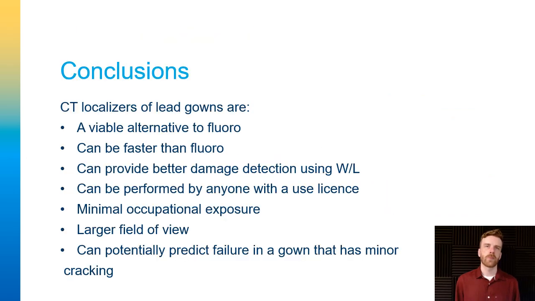So to wrap things up, we saw that CT localizers can be a viable alternative to using fluoroscopy with numerous advantages like being faster and providing window and level function to increase visibility of damage. It can also be performed by anyone with a use license who doesn't need to make financial judgments about the retirement of the garment in the moment of scanning. There's minimal occupational exposure as you're not in the room. The larger field of view allows entire gowns to be captured in a single image and assessed remotely, and you can potentially predict failure in a gown that appears to have only minor cracking.